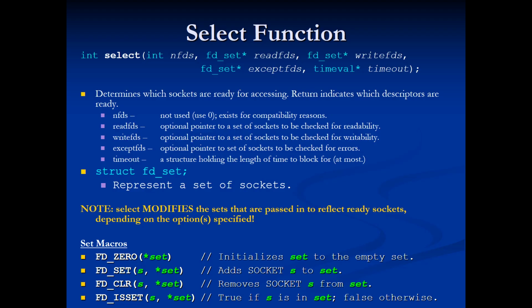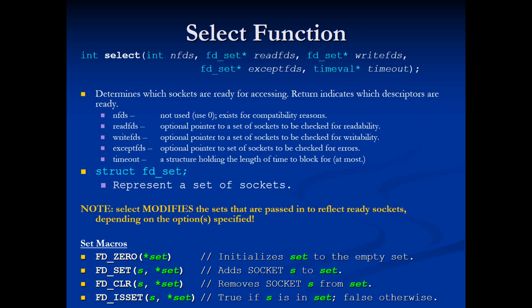This is the select function, and you can see the parameters that it takes. The first parameter just exists for compatibility reasons. The second one is for checking readability. If you are using it, it's an optional pointer to a set of sockets, and you are checking to see if any of the sockets in this group is ready for reading, if any information has come from the network. The third parameter is the optional pointer to a set of sockets that have to be checked for writability. So basically, you're checking to see if there's any kernel buffer space for you to write your data out. Basically, your mail in your mailbox, or if it's full.